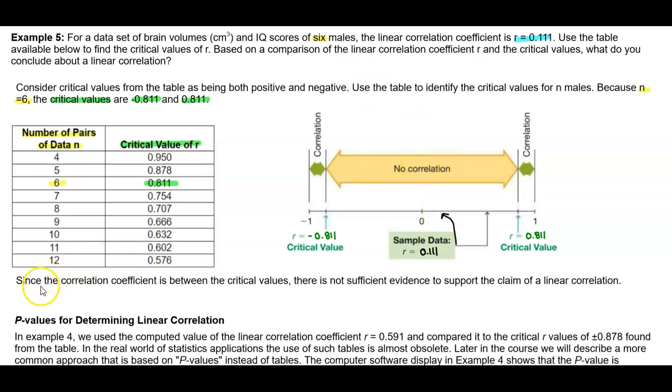So again, here we state the sentence. Since the correlation coefficient is between the critical values, there is not sufficient evidence to support the claim of a linear correlation.